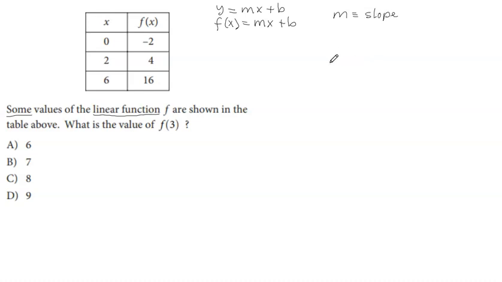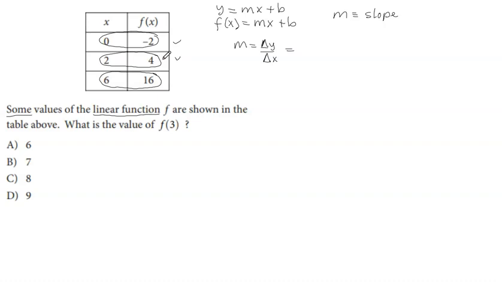So we need to calculate the slope. For the slope, you can pick any 2 points. Remember, each of these represents a point on the line. Each of these is a separate point with its coordinates, and you can select any pair to calculate the slope. So I'm going to pick these two. And for the slope, it's changing y divided by changing x.